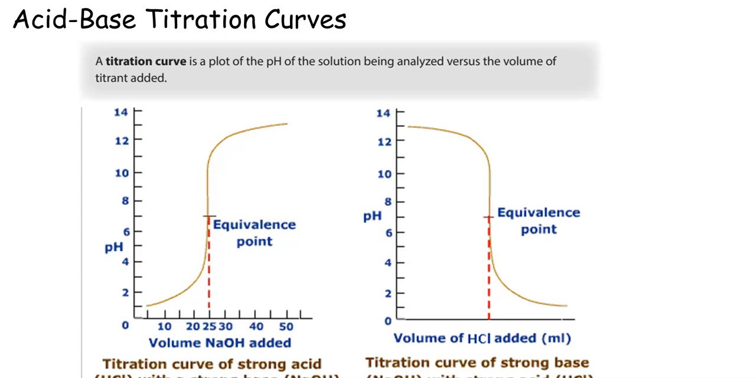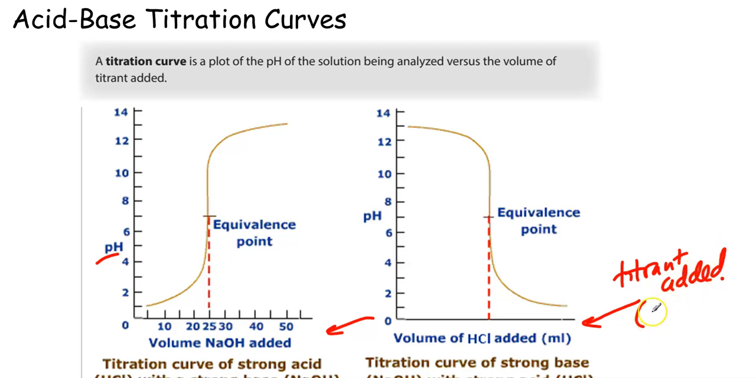Okay. So acid-base titration curves. A titration curve is basically if you were to take a titration and plot the pH over time as you're adding more and more of your titrant, what you would see in the change of pH. These are always the same, okay? Your y-axis is always pH. Your x-axis is the volume of titrant added.